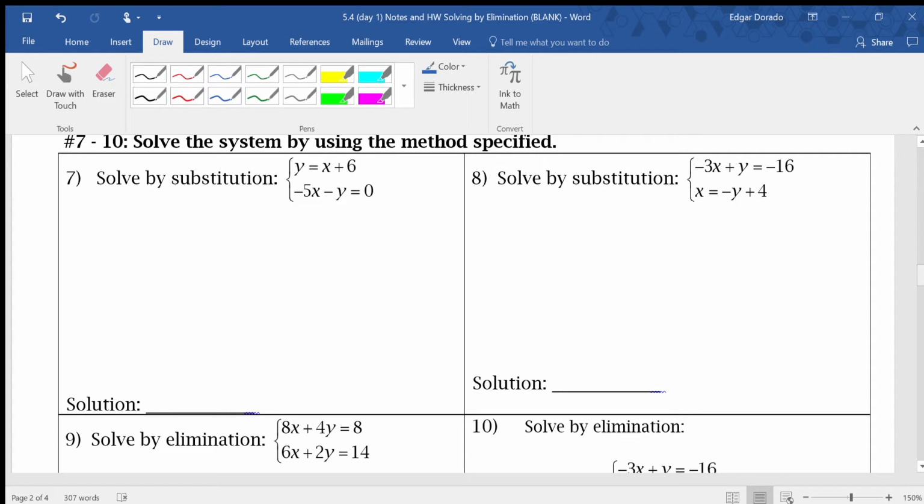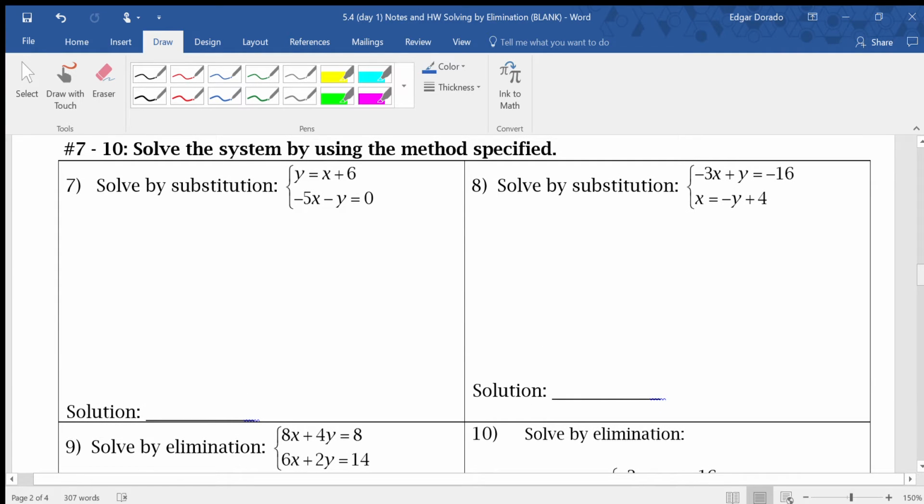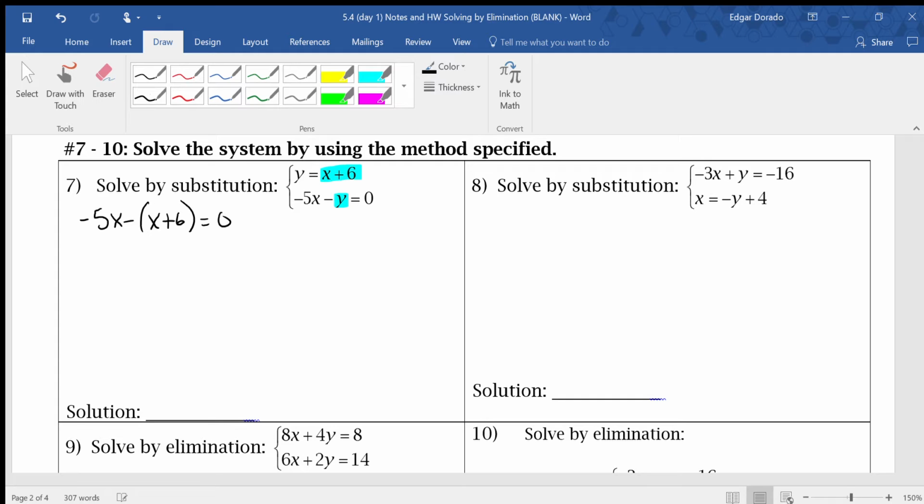All right, so let's go ahead and take a look at 7 and 9. So number 7, we're talking about substitution. Remember what we asked ourselves in substitution is which of the equations already has a variable solved for it. So in this case, we know that y equals x plus 6. So why can't I just substitute that in there, which is exactly what I'm going to do. So I really have negative 5x minus, let's put it in parentheses, x plus 6 equals 0.